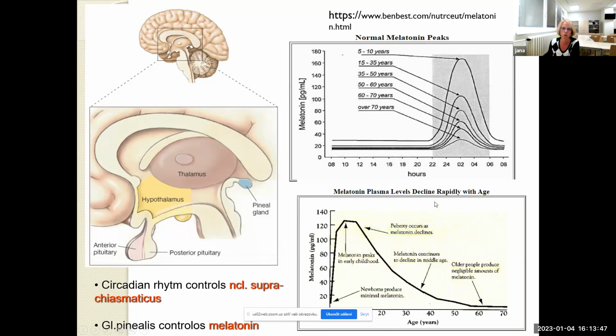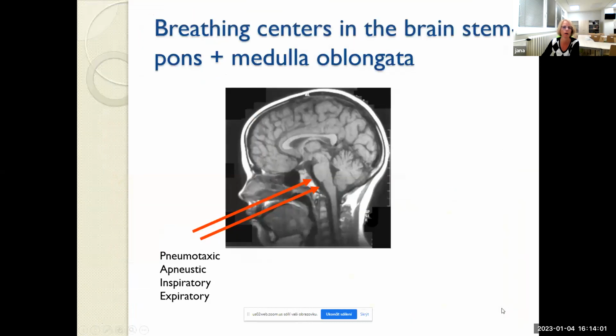Melatonin plasma levels also decline rapidly with age, and you see a similar picture: most of it you have when you are young, and then it lowers when you are older. It is also very important to know that the brain is the leading structure for our breathing, especially the brainstem, the medulla oblongata. We have 4 breathing centers which cooperate and work together.